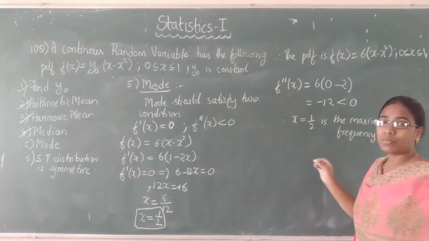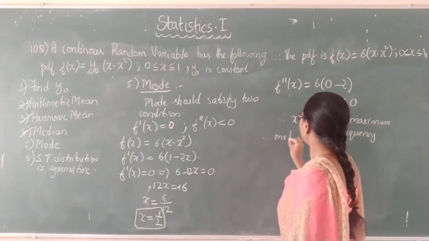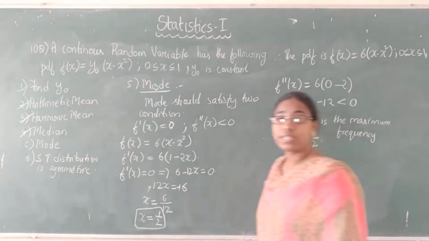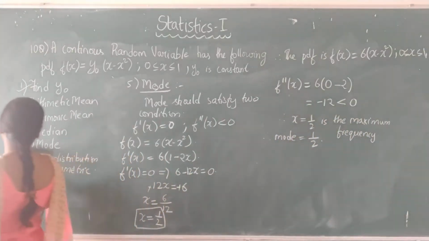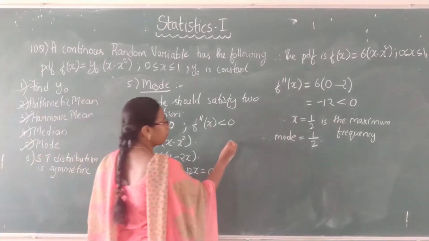So here maximum frequency means, what does it mean? Therefore mode is equals to 1 by 2. So we got all the required, that is mode value also we got. We have found the constant, arithmetic mean, harmonic mean, median, mode. Now what are the different values we got from the first bit?